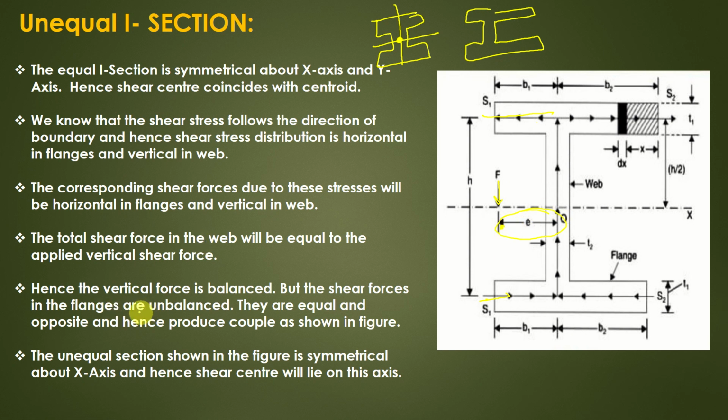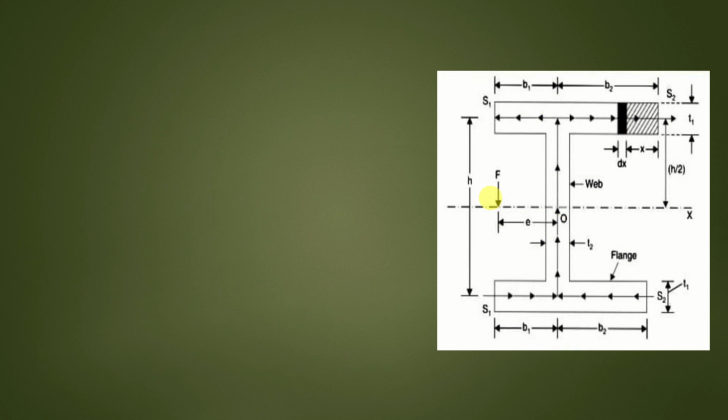And here the vertical force is balanced, but the shear forces in the flanges are unbalanced. These S1 and S2 are unbalanced. They are equal and opposite and hence produce a couple, as shown in the figure. They are producing a couple moment. The unequal section shown in the figure is symmetrical about the x-axis, and hence the shear center will lie on this axis. So this is the x-axis. It is symmetrical about that axis, so the location will also be on the x-axis.